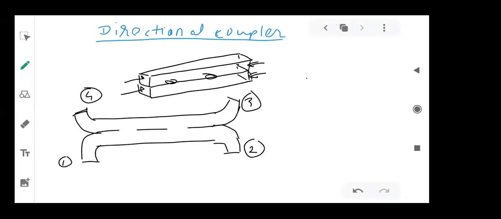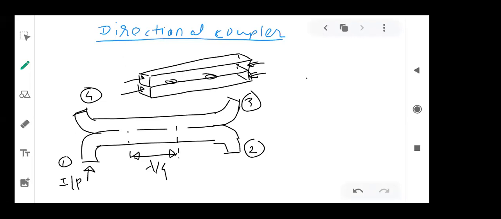Now let's see how this device works. Consider that this is the main waveguide. The lower one is the main waveguide, and the upper one is the auxiliary waveguide. Now input signal is applied at port number 1. These 2 apertures are located in such a way that the distance between the 2 apertures is lambda by 4. This is the distance between the 2 apertures.